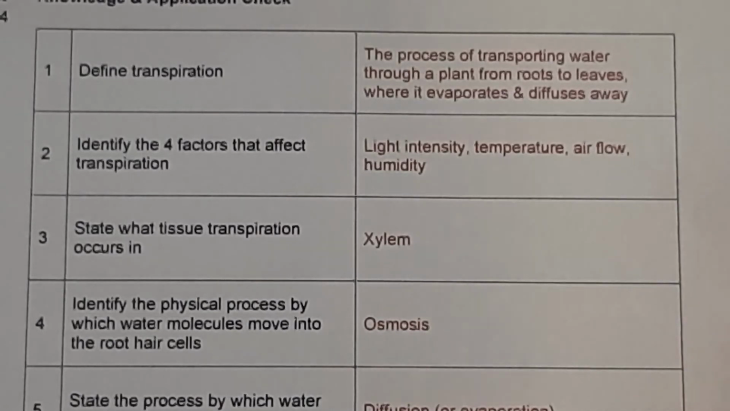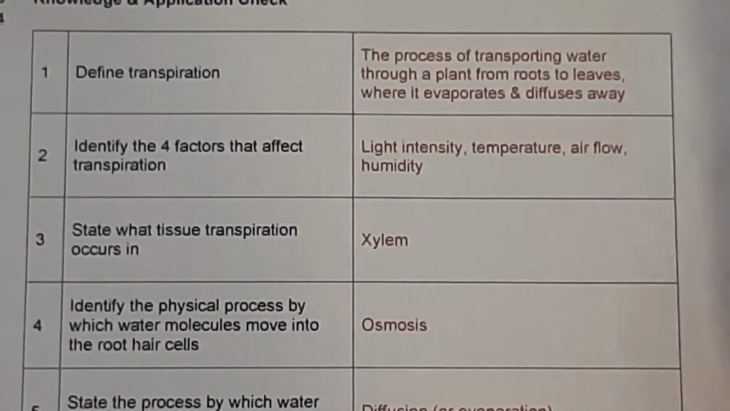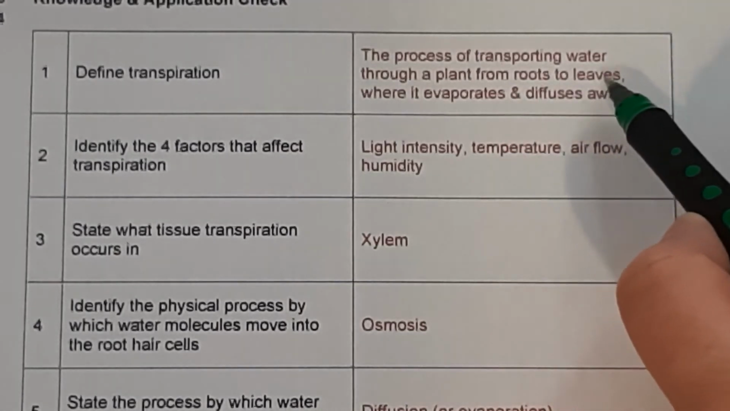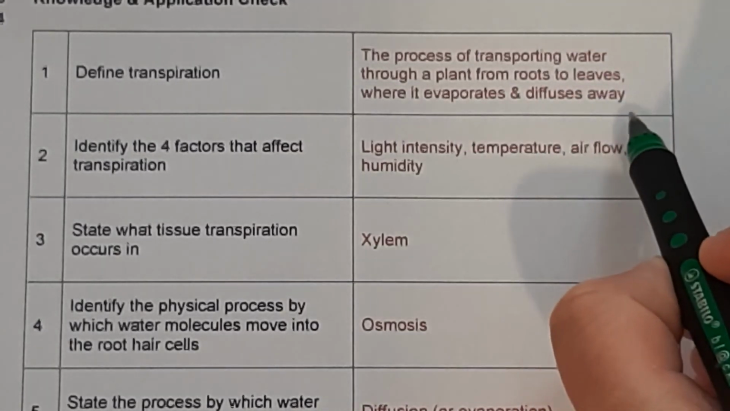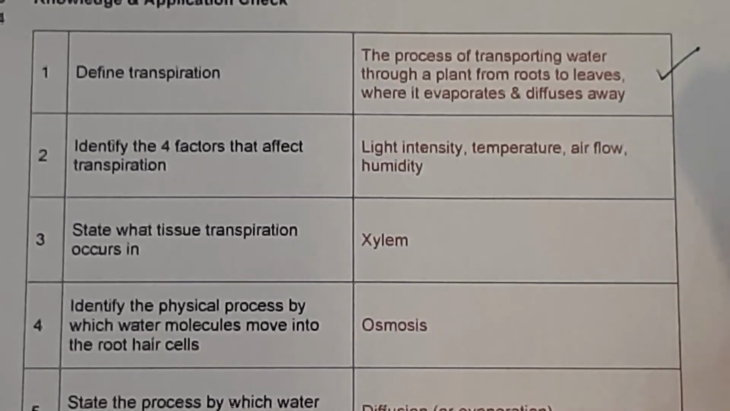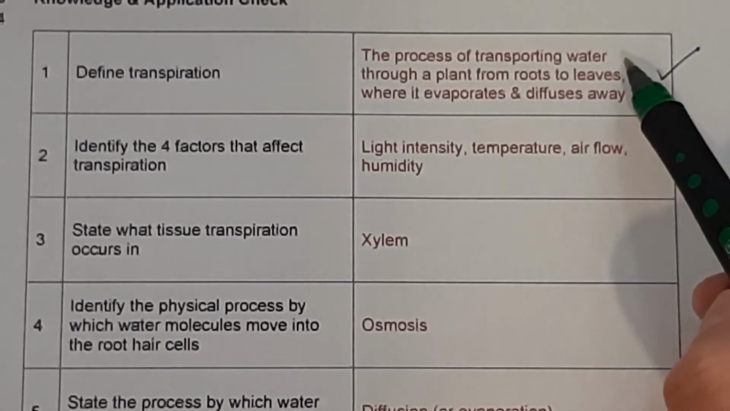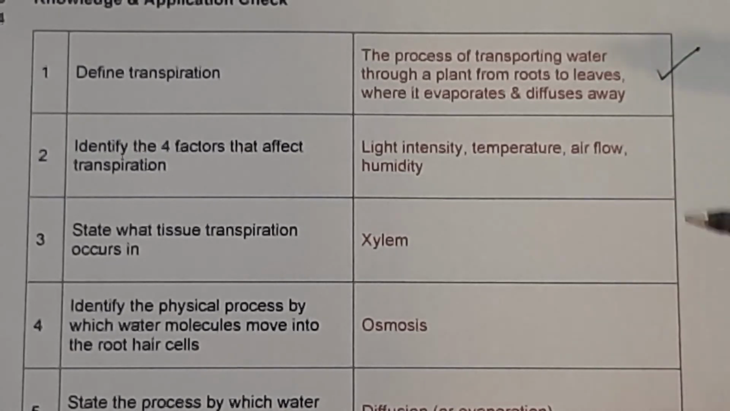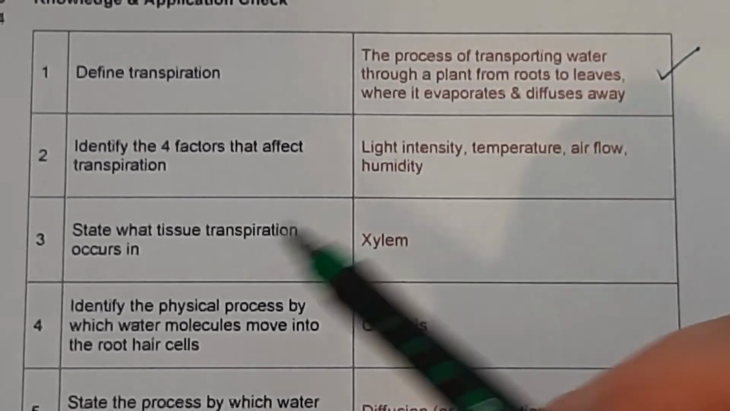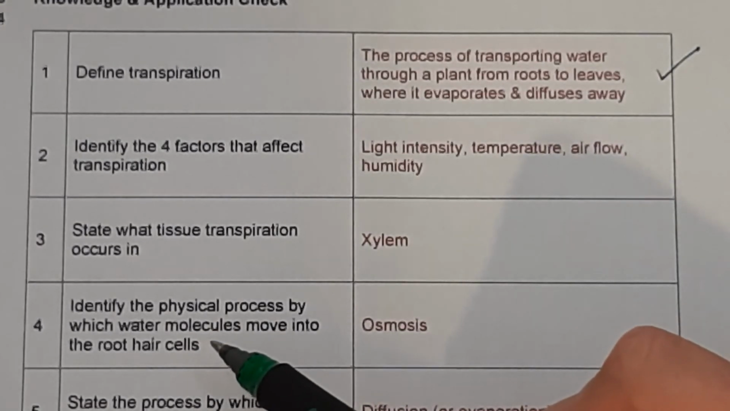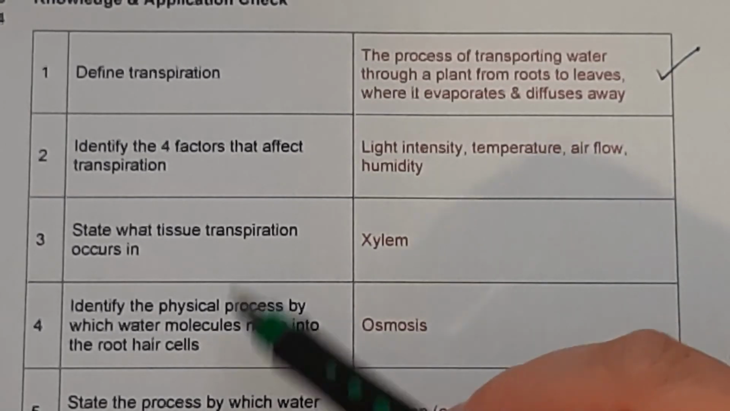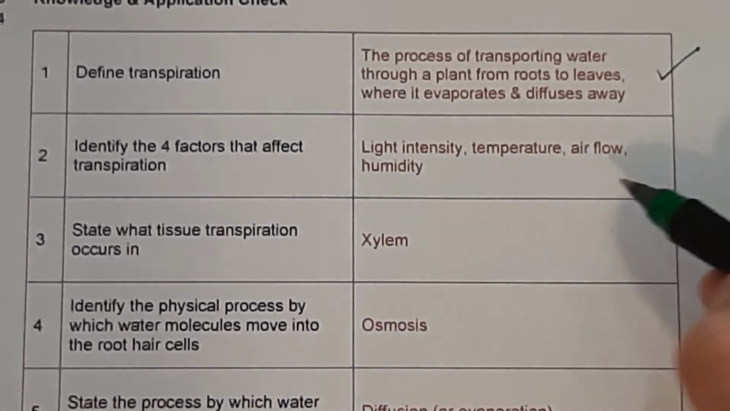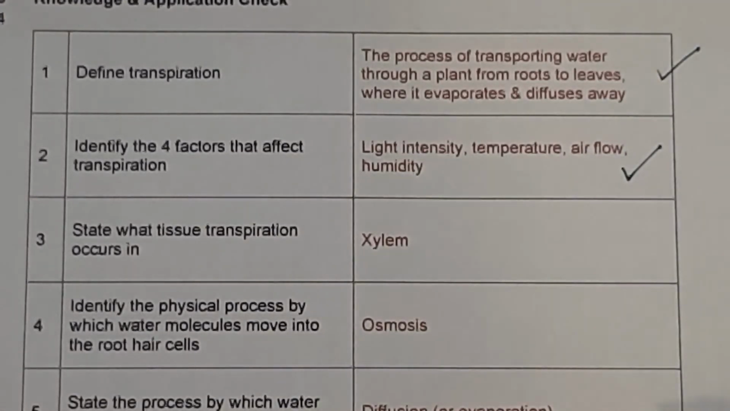Question 1, define transpiration. It's the process of transporting water through a plant from the roots to the leaves, where it evaporates and diffuses away. If you haven't got any of that, or if you've missed some of that out, please make sure you add that to your answer, and make sure you're using a different coloured pen to mark. Question 2, identify the 4 factors that affect transpiration: light intensity, temperature, airflow, and humidity. You need all 4 for the mark.